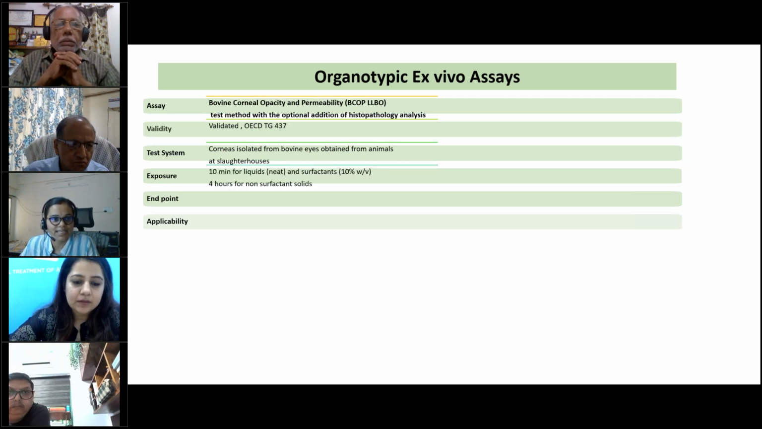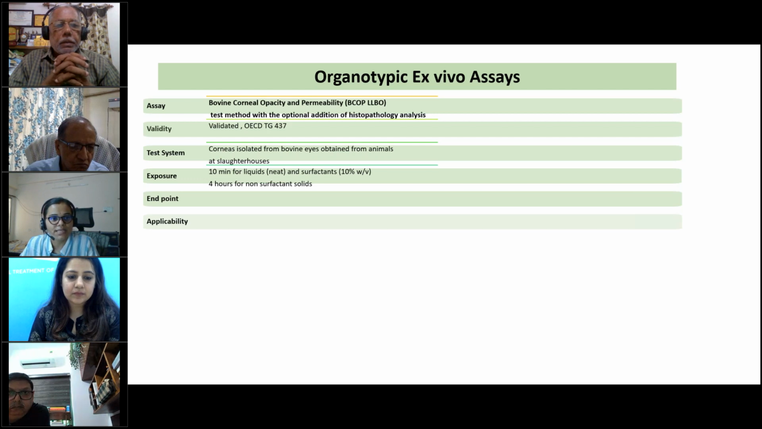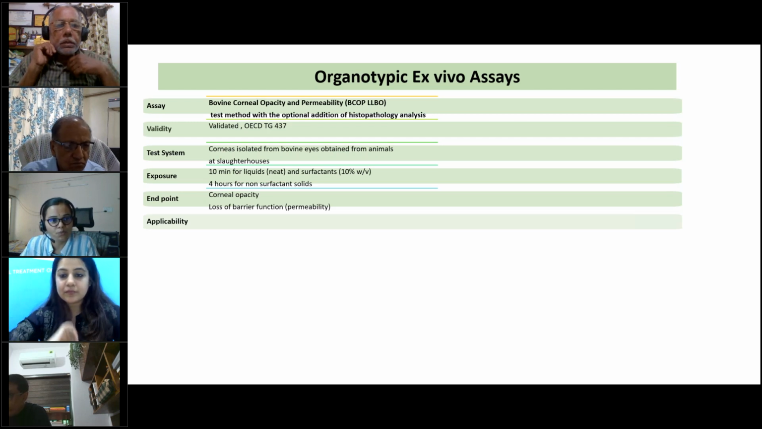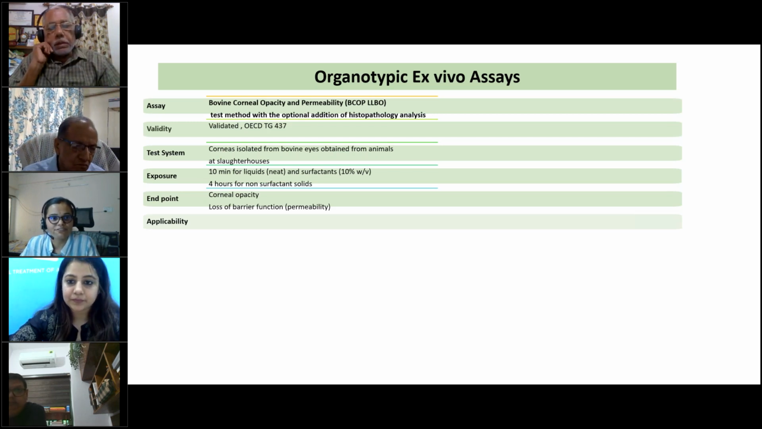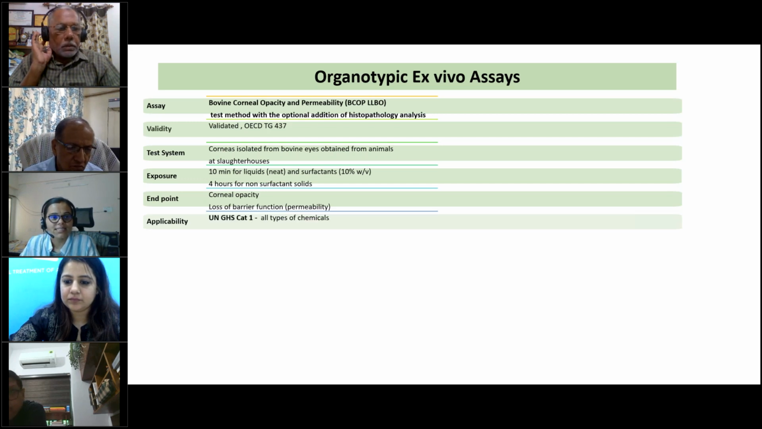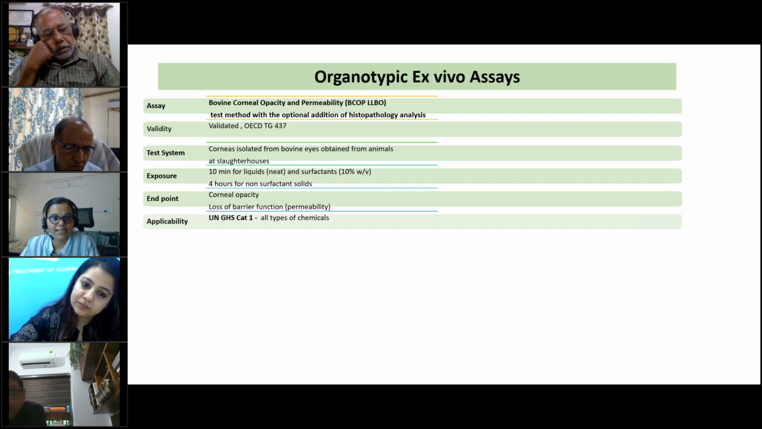Coming to the BCOP LLBO method, it uses cornea isolated from bovine eyes obtained from animals at slaughterhouses. Exposure is for 10 minutes for neat liquids, and for surfactants it is 10% weight by volume formulation. And the 4 hours exposure goes with non-surfactant solids. Endpoint is the measurement of corneal opacity, loss of barrier function, that is permeability, using fluorescein dye. This method is used to categorize chemicals to category 1. All types of chemicals are tested using this method.